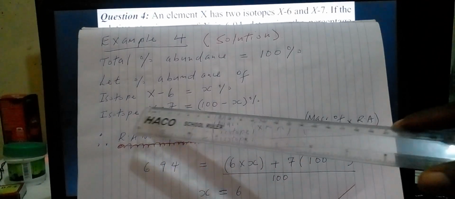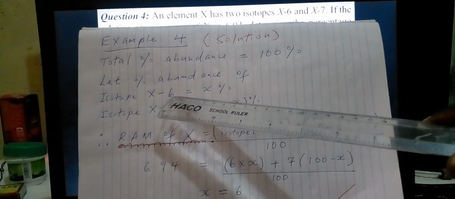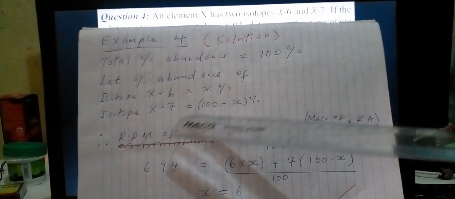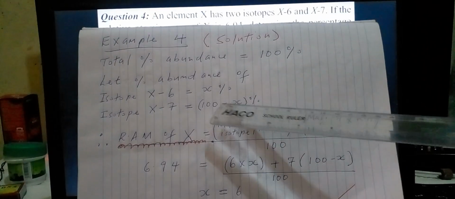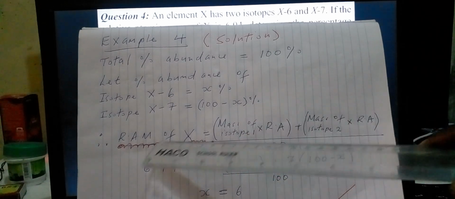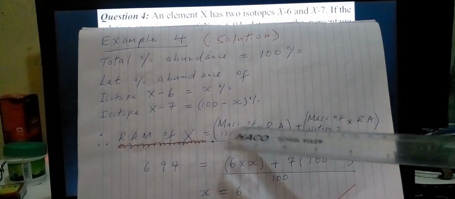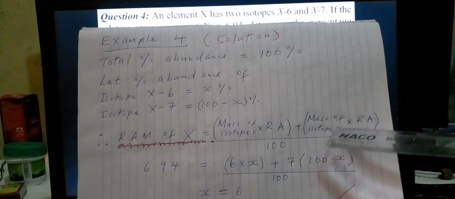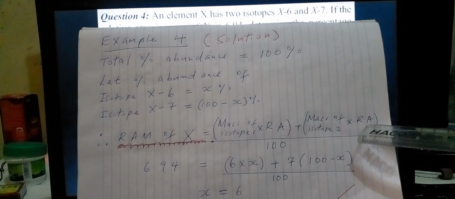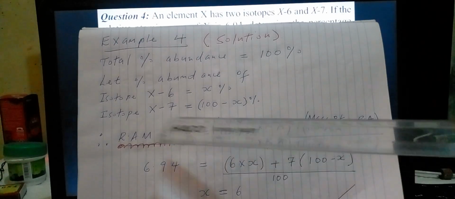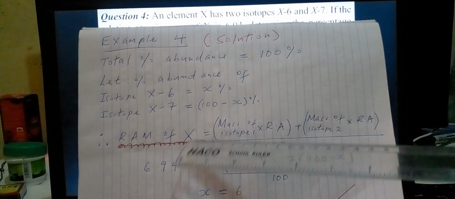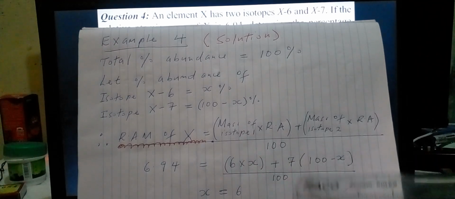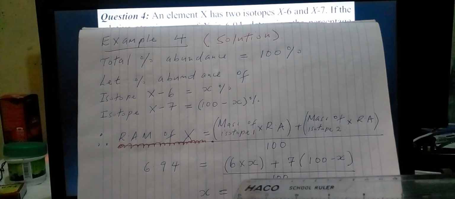Let isotope 1, which is X-6, have a percentage abundance of X%. If this one is X%, the second isotope is 100 minus X%. Therefore, the relative atomic mass of X equals the mass of the first isotope times its relative abundance plus the mass of the second isotope times its relative abundance, divided by 100. But we know the relative atomic mass of X is given in the question. It is 6.94, which is equivalent to 6 times X plus 7 in brackets 100 minus X, all over 100.